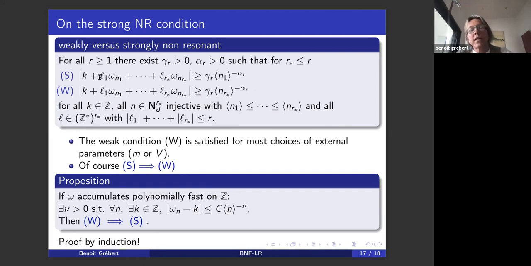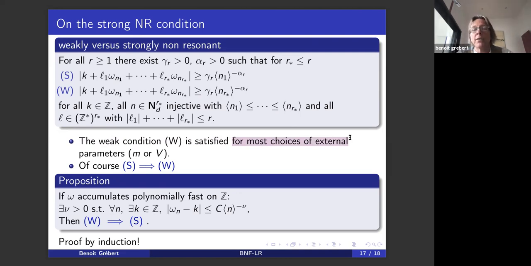So what is the difference? The difference is that for the strong non-resonant condition, I have a control with respect to the smallest index. So N1 is the smallest one. And in the weak non-resonant condition, I have a control with respect to the largest index. So in that case, I assume that we have ordered the indices. So N1 is the smallest and R star is the largest. So the strong condition controls with respect to the smallest index, the weak condition with respect to the largest index. Okay, and the standard affirmation is that, of course, if you have the strong condition, you have the weak condition. It is quite evident.